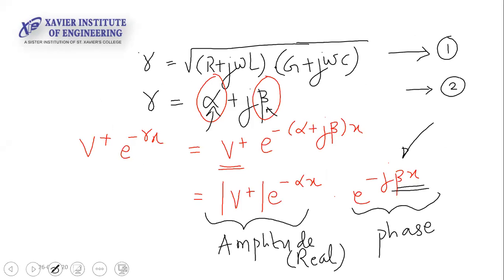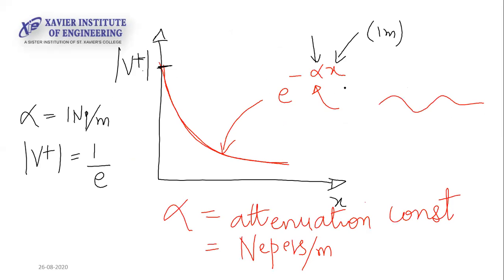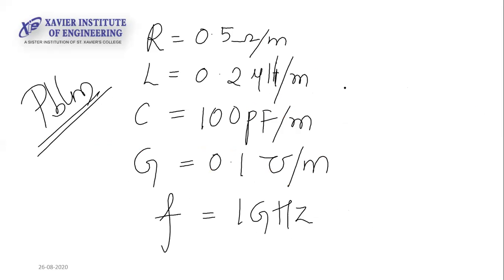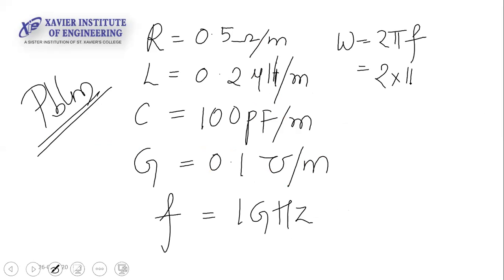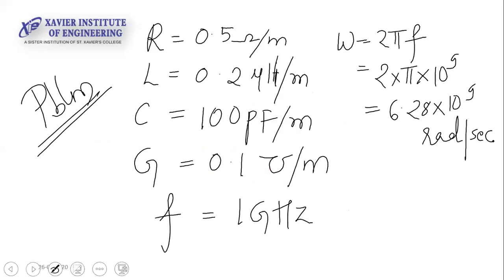Omega is 2 pi f, right? Can you substitute omega, R, L, G, and can you give me an answer for what is omega first? Omega will be 2 pi f, which is nothing but 2 pi into 1 gigahertz, or 10 to the power 9. That essentially gives you 6.28 into 10 to the power 9 radians per second. And then from here, we will move on to gamma. Using the formula of gamma, can you calculate and give me the rectangular version? In the rectangular coordinate system, can you give me the answer? Can you please try?